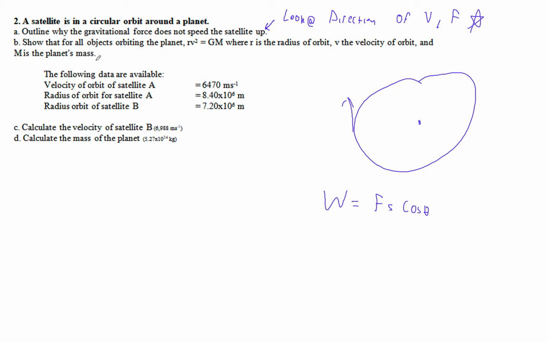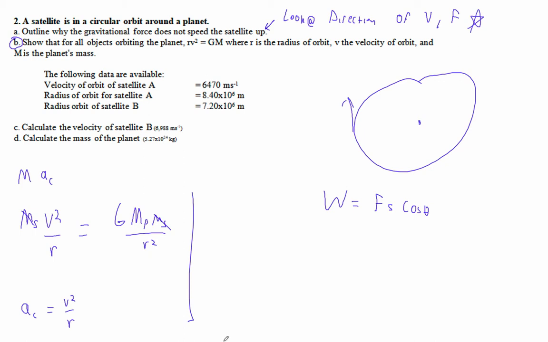Show that for all objects orbiting the planet, R v squared equals GM, where R is the radius of orbit. To do this, you're going to use the orbital condition, which is the mass of the satellite times v squared over r. This is m times the centripetal acceleration, because the centripetal acceleration is v squared over r. That equals just the gravitational force, so G, mass of the planet, mass of the satellite, over r squared. Let's cancel the satellite mass, do some math. You ought to be able to show that.